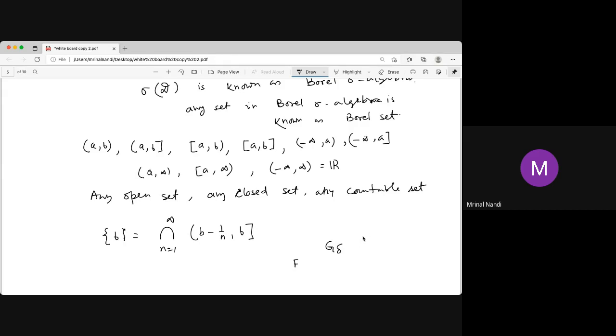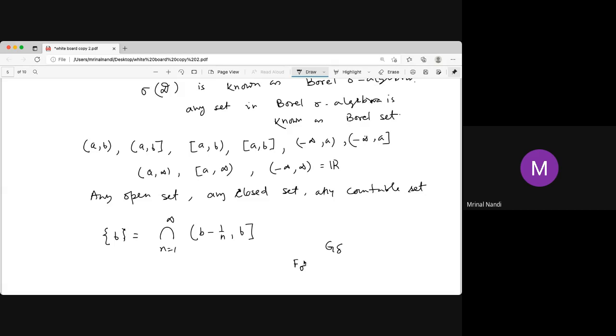A G delta set is a huge collection. All the open sets are in there. All the closed sets are in there. It includes the intersections of open sets that may or may not be open, or may not be closed. An F sigma set is also a huge collection. All open sets and all closed sets are there. But F sigma and G delta are different collections.